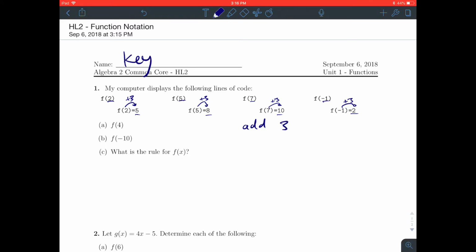So now, if we want to write that, well, let's save the rule for part C, I guess. But since the pattern is add 3, when we plug in 4, we add 3, we get 7. When we plug in -10, we add 3, we get -7. Now, writing this rule algebraically, it looks like whatever we plug into the function, x, we get out x, the number we plugged in, plus 3.